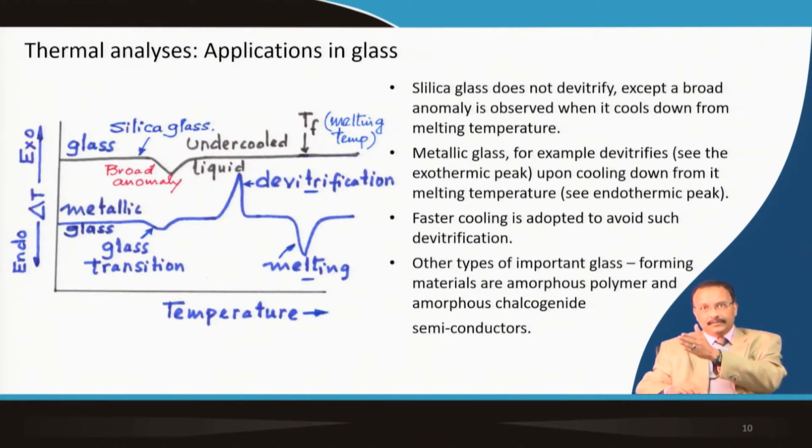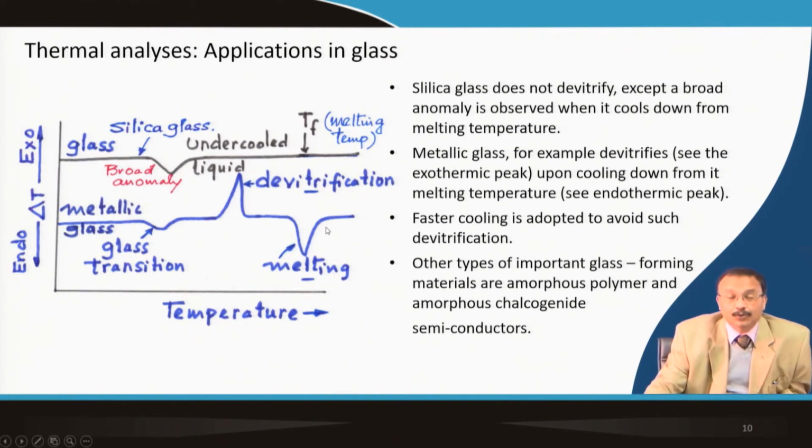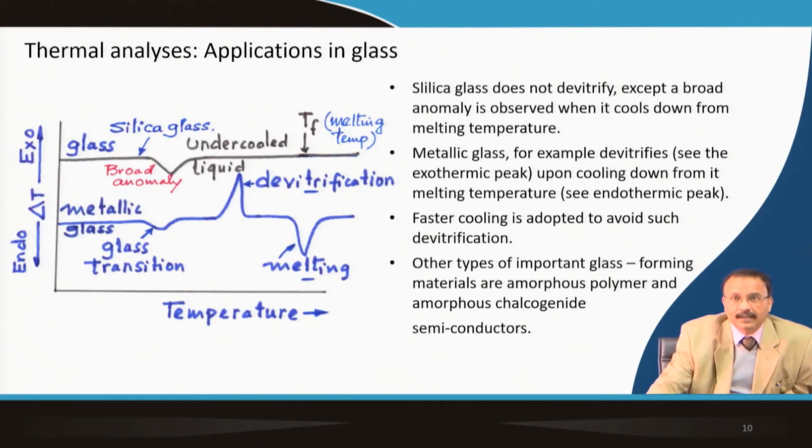and if you further heat it, then it starts to melt. So faster cooling is adopted to avoid such devitrification. In fact, if you cool the metallic glass from its melt at a very high rate, then only you can get rid of the crystallization phenomena, the devitrification.